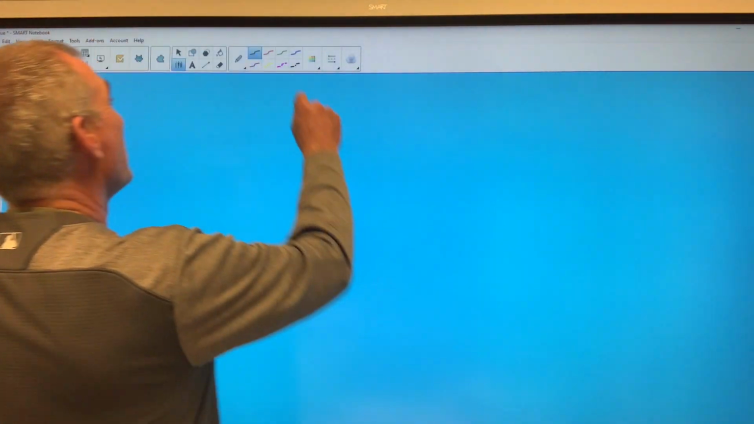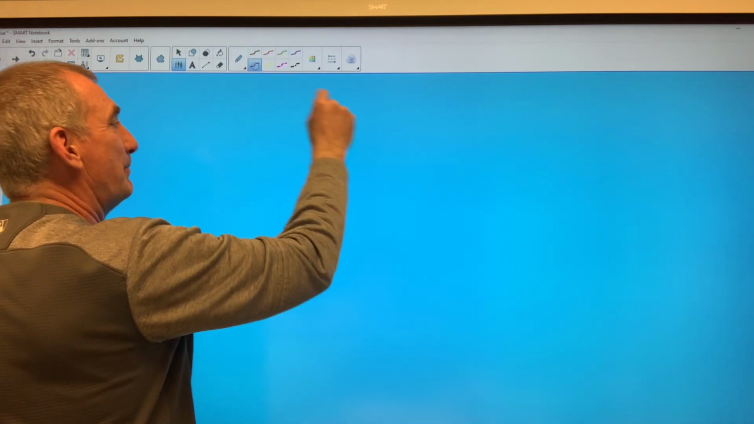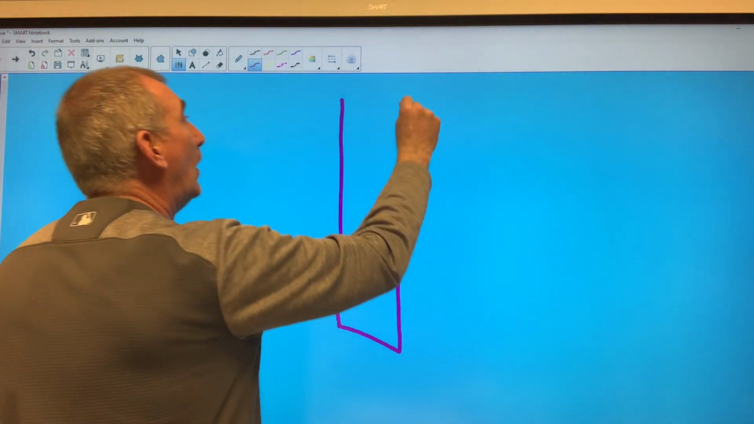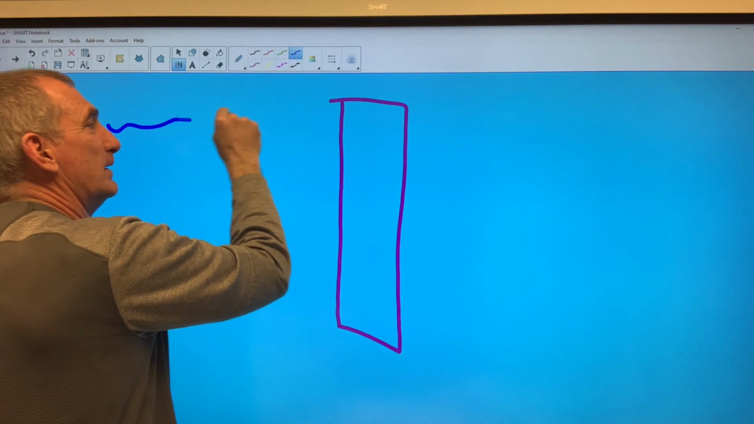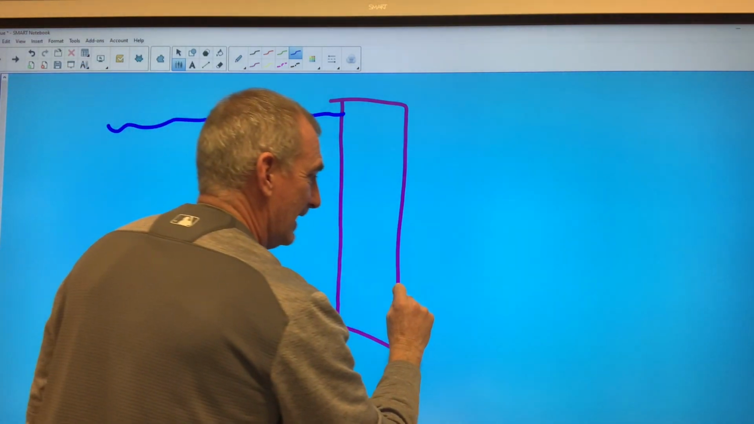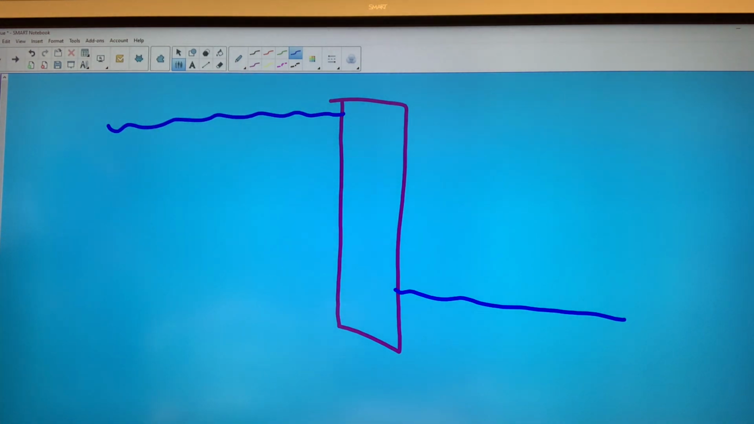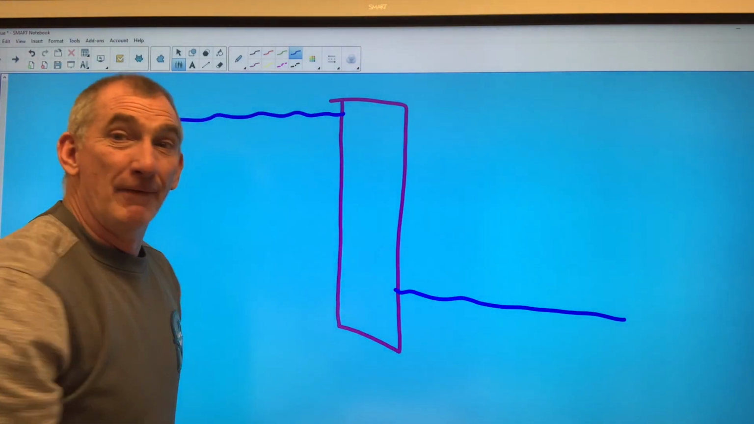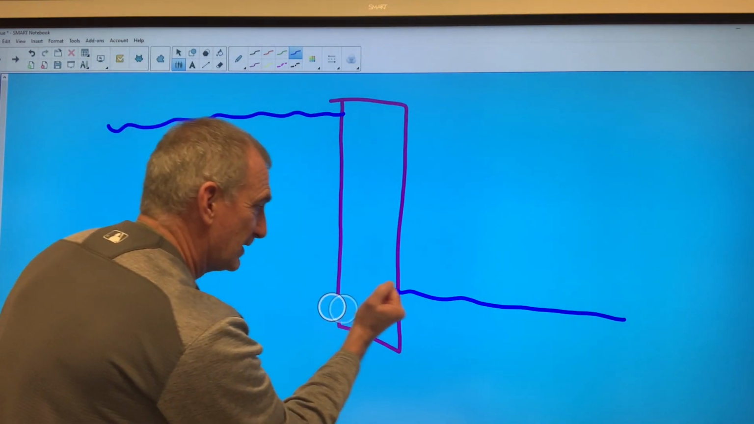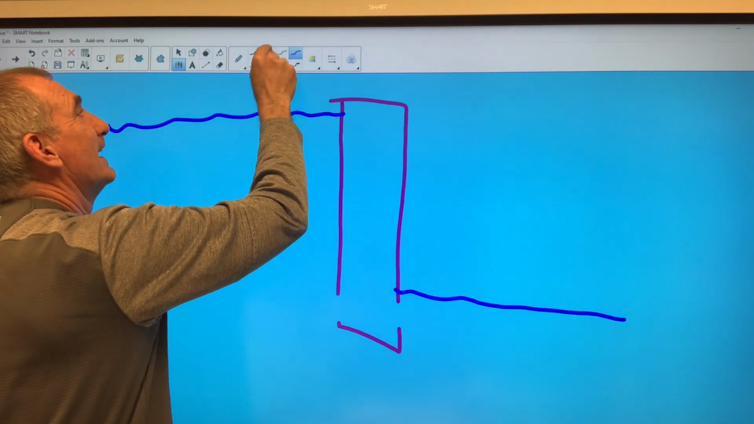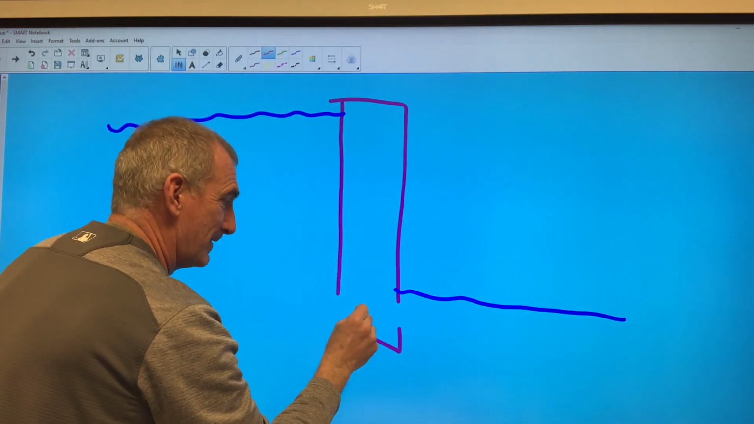First of all, let's talk about a dam. You know how to make a dam. You take a big old concrete wall and you put it in a river and block the river. There's a big lake here, and then down here is the river again. And then there's a hole in this wall.